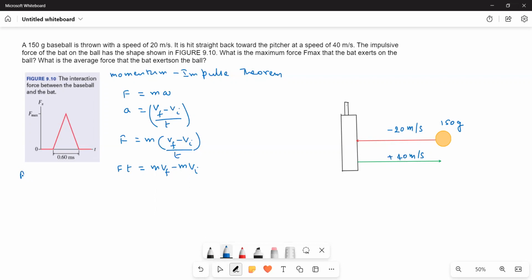You know p is equal to mv. Therefore, Pf is equal to mVf, and Pi is equal to mVi. Therefore, Ft is equal to Pf minus Pi. Ft is nothing but your impulse J. Therefore, J is equal to delta P. Here, Ft is equal to J, J is nothing but your impulse, and delta P is your change in momentum.